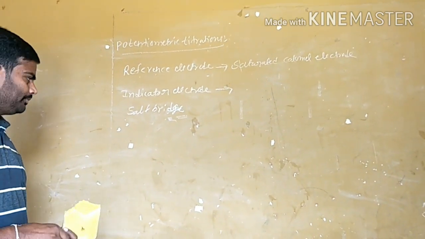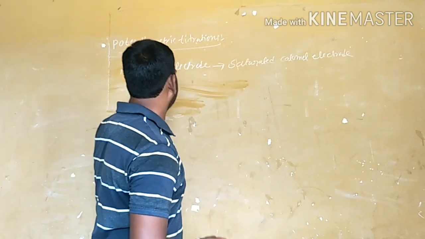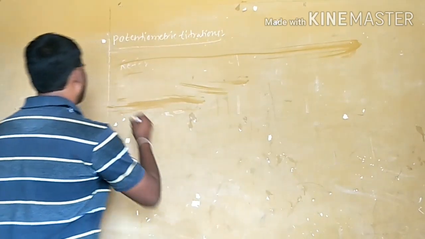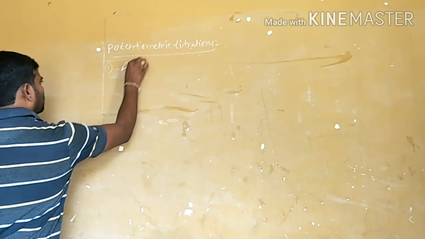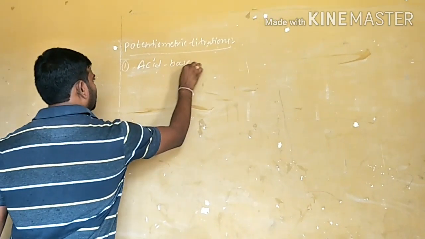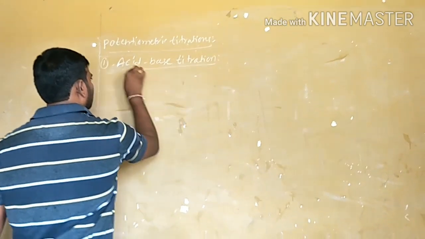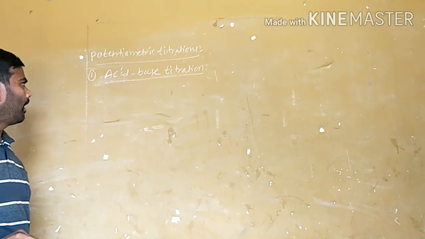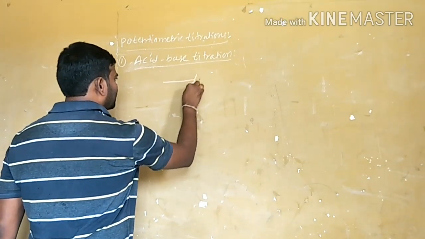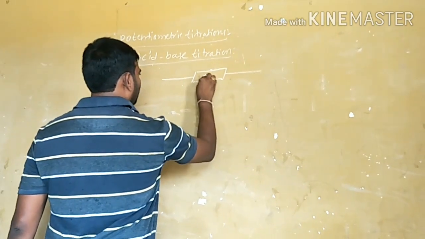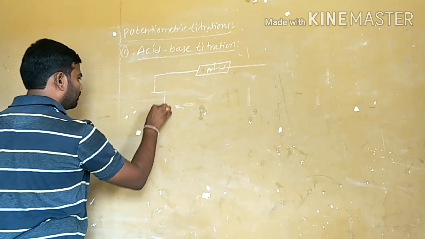Now I am going to discuss the types of potentiometric titrations. The first one is acid base titrations. In acid base titrations, a cell is constructed as a potentiometer. We are taking a saturated calomel electrode.